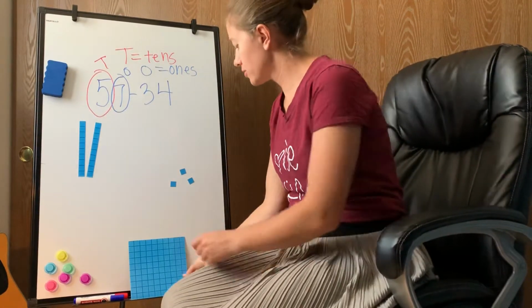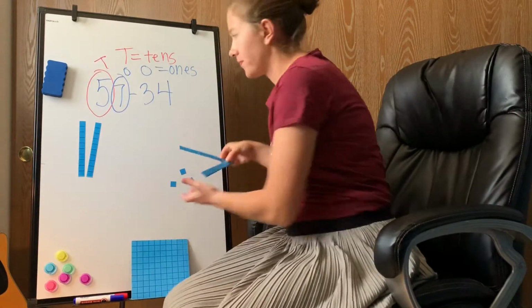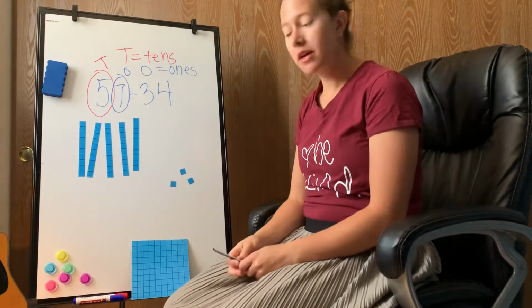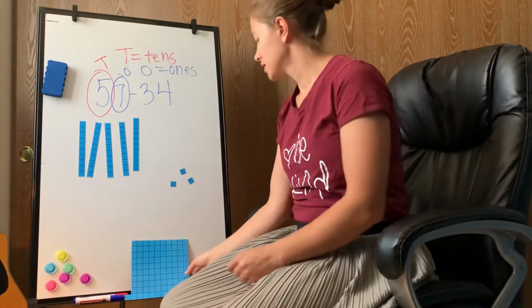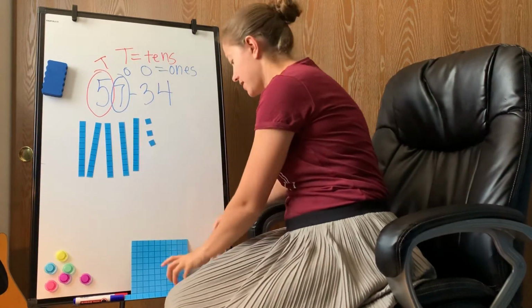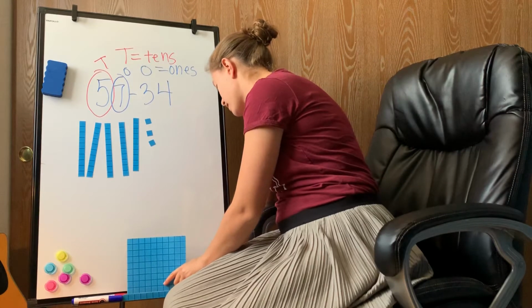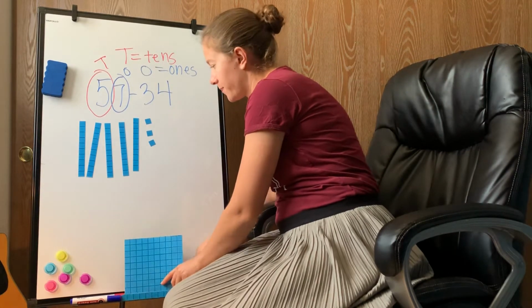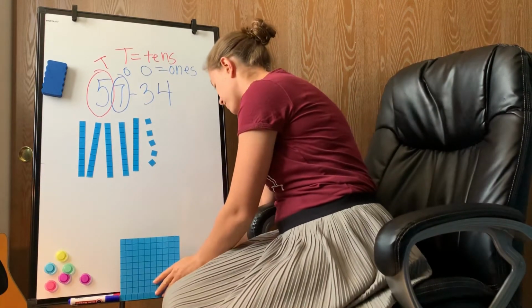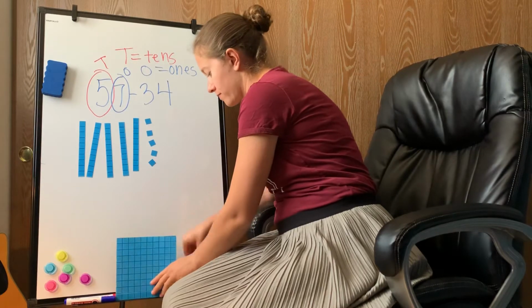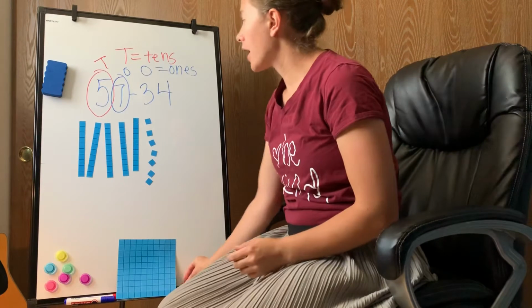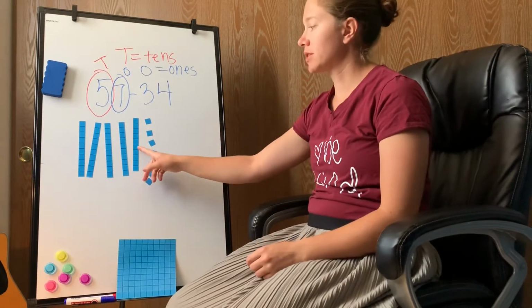1, 2, 3, 4, 5. And then I'm going to make my ones. 7. 1, 2, 3, 4, 5, 6, 7. So I always subtract my ones place first and not my tens place.